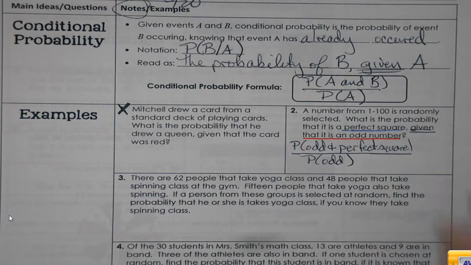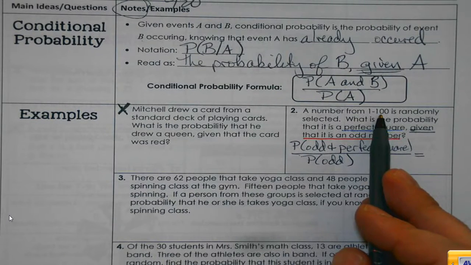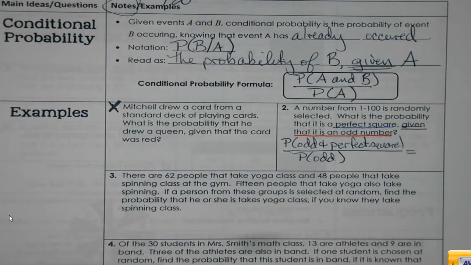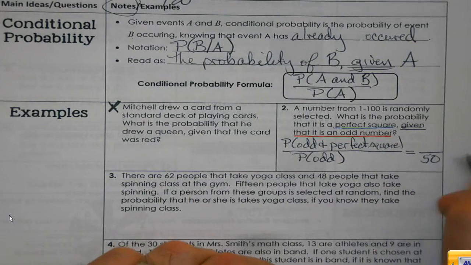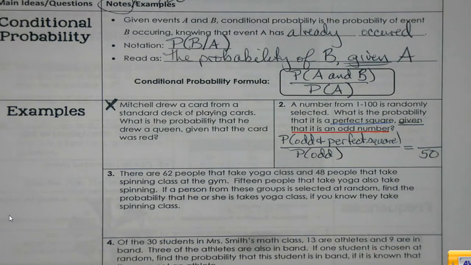So let's think about this for a second. If I have 100 numbers, how many of them are going to be odd? 50. Half of them will be odd, half of them will be even. So we know the number on the bottom of the fraction will be 50. Now the next part gets a little more interesting. Odd and a perfect square.